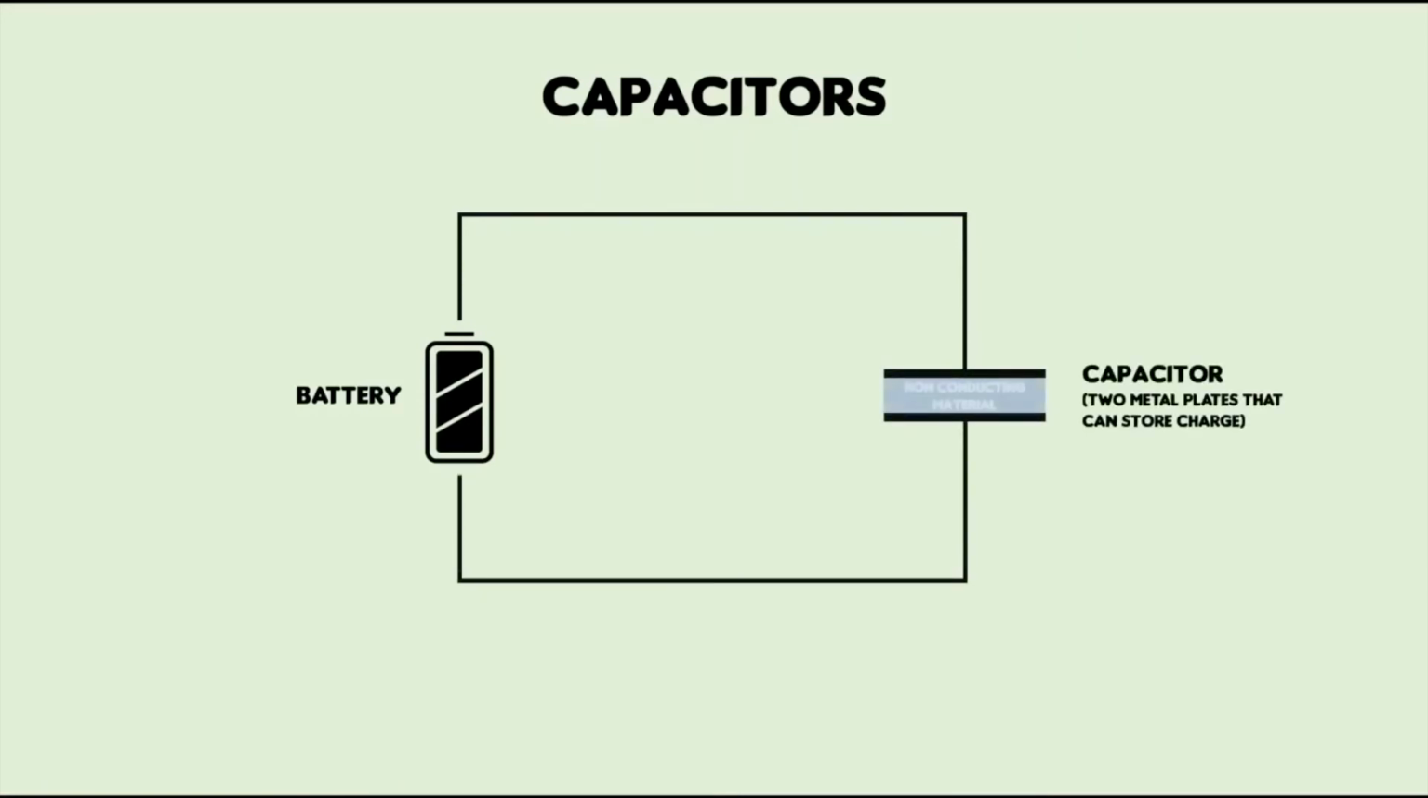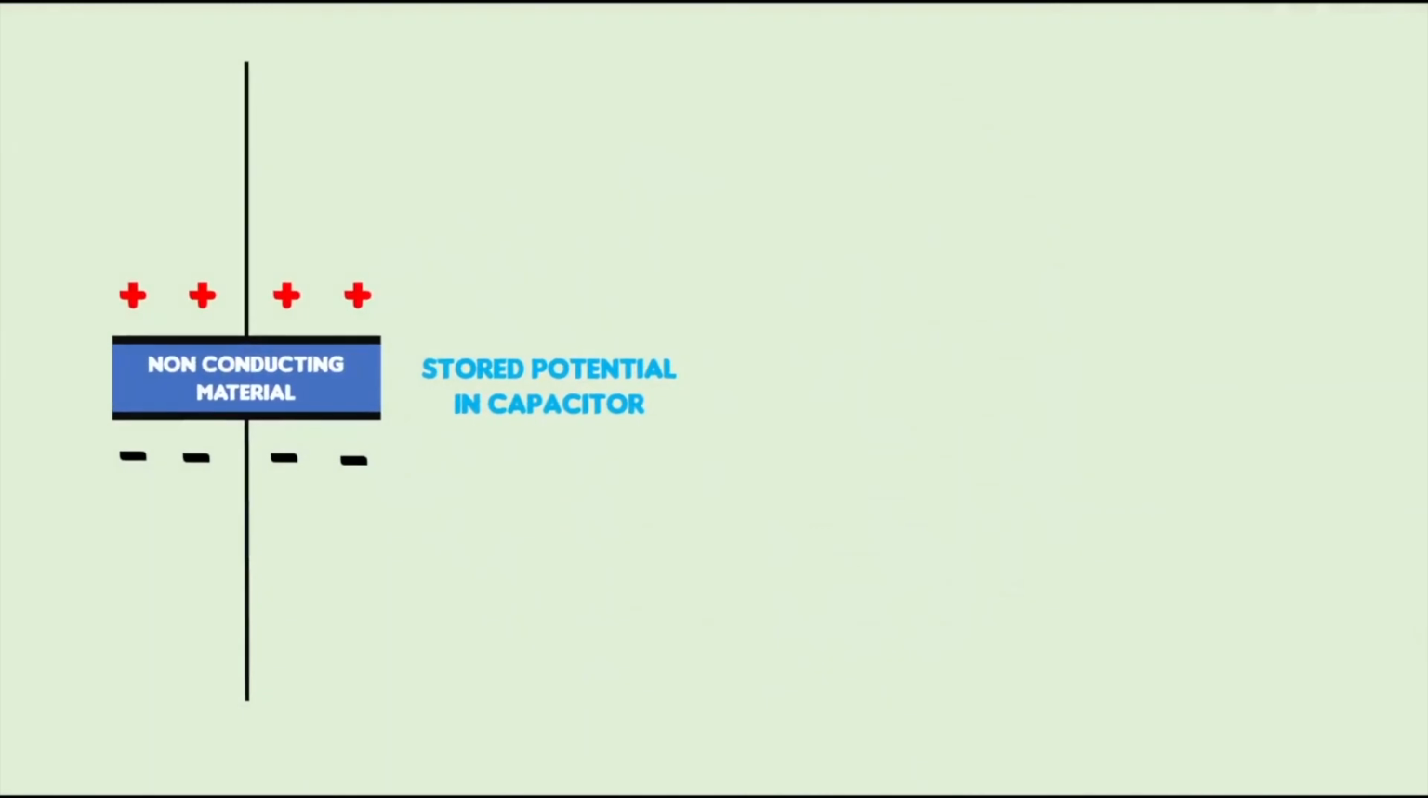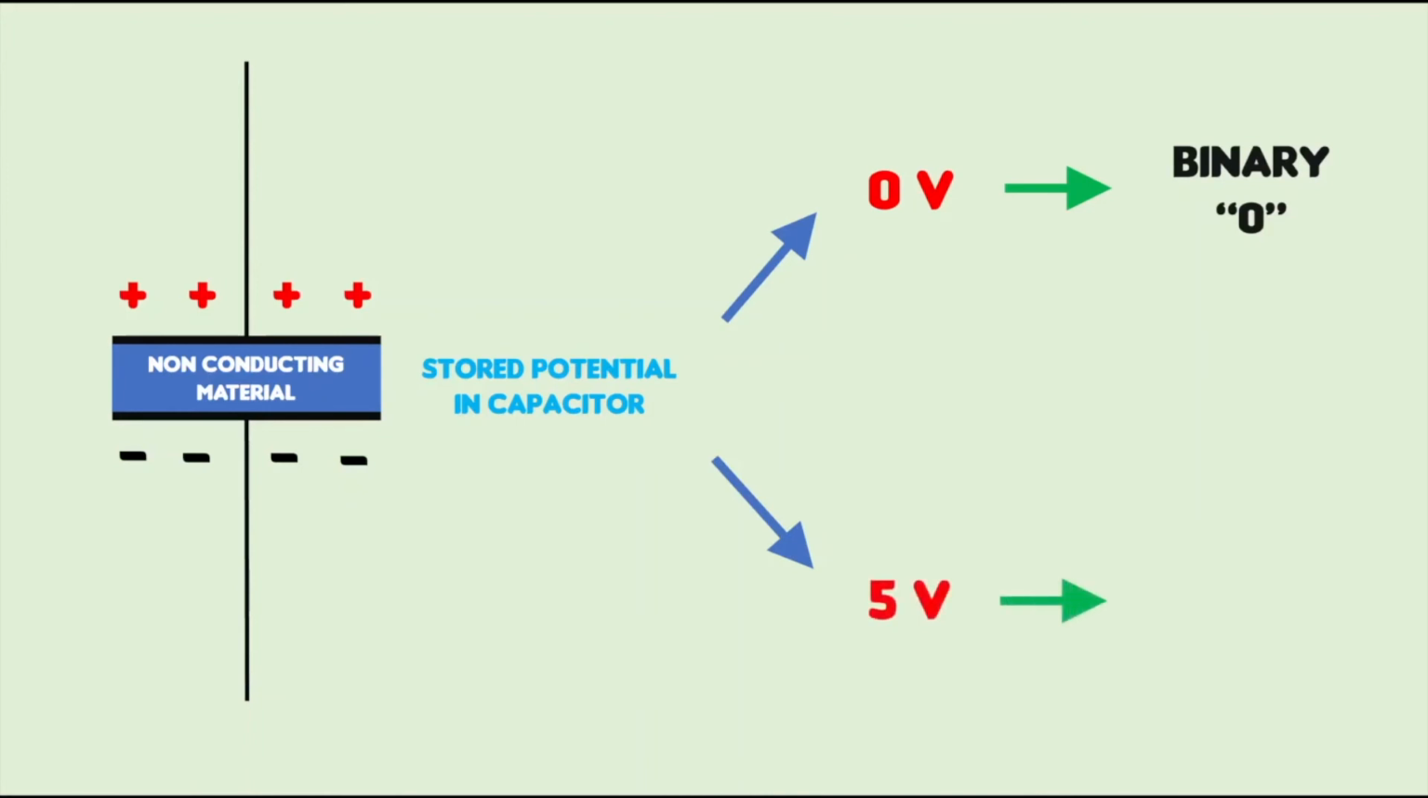The plates are separated by a non-conducting material, and the accumulation of positive charge on one plate and negative charge on the other creates a potential difference across them, thus forming a way to store the voltage from the supply. When the voltage measured from the capacitor is 0 volts, the computer registers it as a binary 0, and when the voltage is 5 volts, it is registered as a binary 1. Depending on the non-conducting material, the capacitor can hold its charge for a few hours to a few years, so it is ideal for storing information.